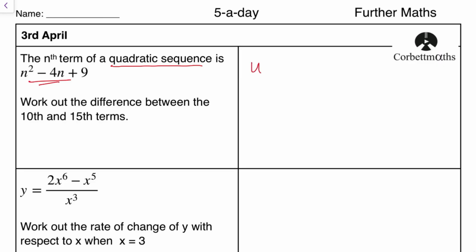So actually this is a relatively straightforward one, isn't it? I'm going to work out U15, I'm going to work out U10, I'm going to take them away, and I'm going to get my answer. Now, just to be slightly different, I'm going to try and do it in one go. So let's write it out.